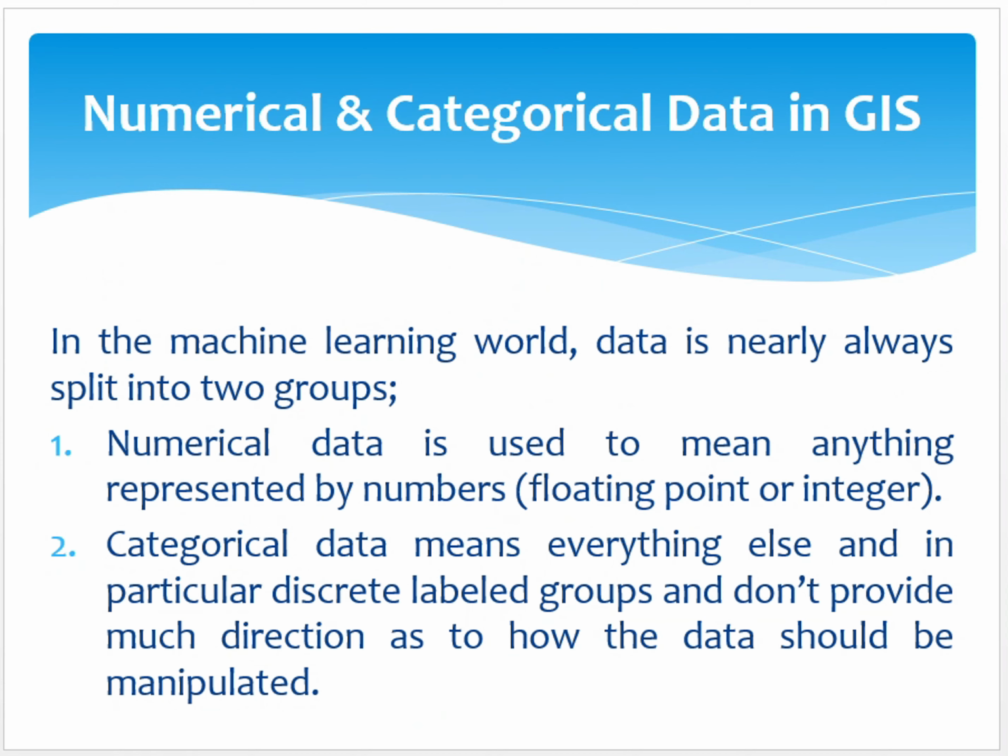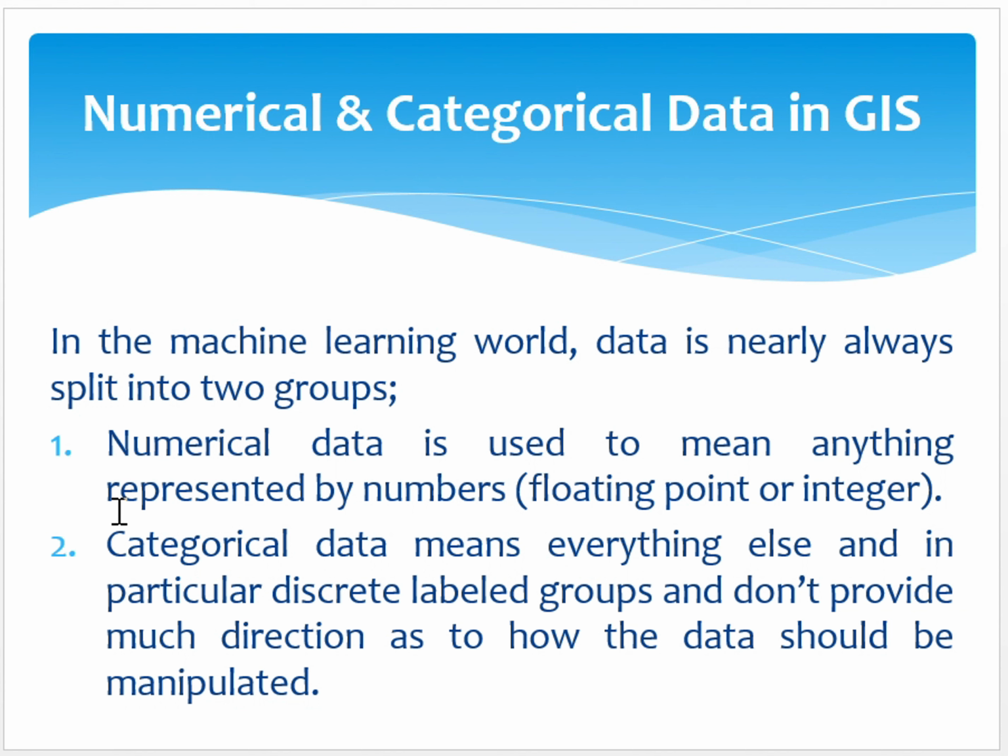Then we have something else called numerical and categorical data in GIS. So here in GIS we have machine learning, where the data you are dealing with is of two types. We have numerical data, which could be data having whole numbers or data having decimal points. It's called numerical data. Then you have number two, categorical data.